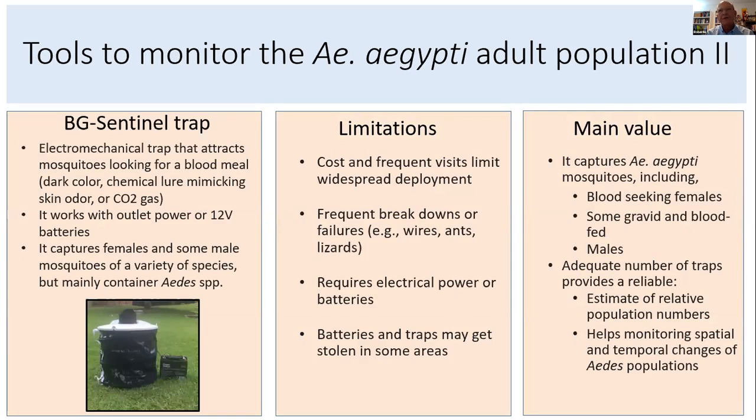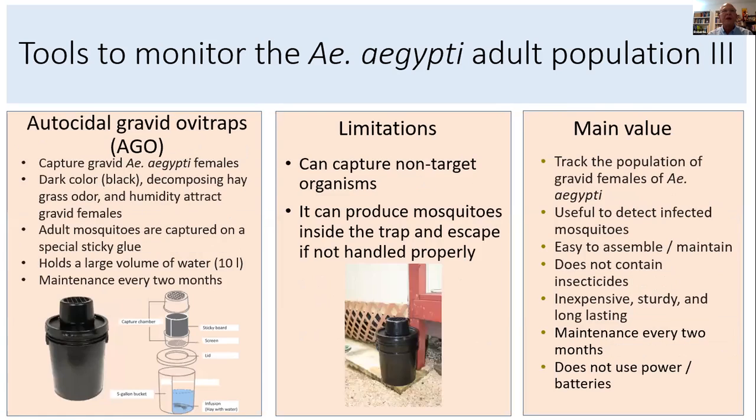Now, we didn't have efficient traps for Aedes aegypti until only a few years ago. And so the use of these adult mosquito traps allows us now to understand better the dynamics of these mosquitoes. The BG trap is one of them, the electromechanical trap. And they're very useful, very sensitive for Aedes aegypti and Aedes albopictus.